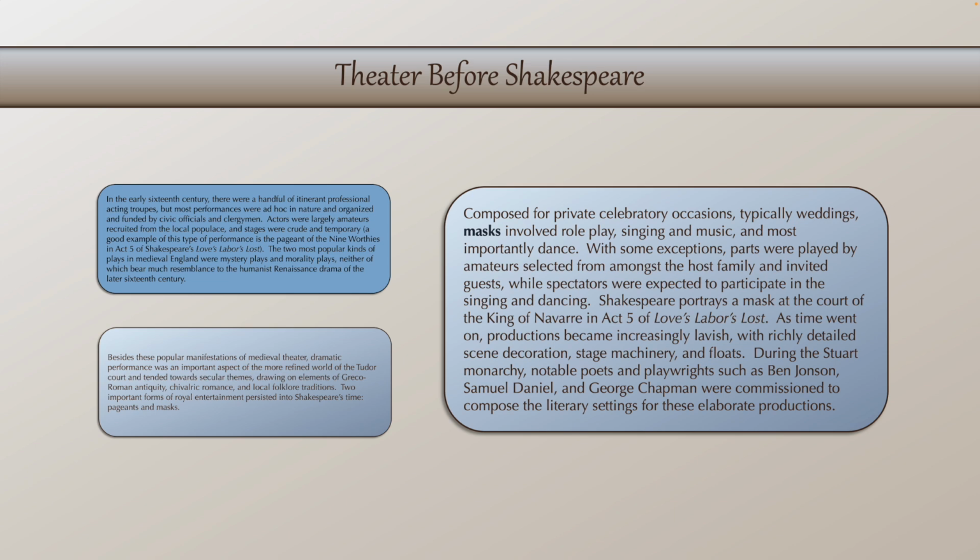As time went on, particularly in the early 17th century and the Jacobean period, mask productions became increasingly lavish with richly detailed scene decoration, elaborate special effects and stage machinery and floats. And during the Stuart monarchy, notable poets and playwrights, Ben Jonson, Samuel Daniel, George Chapman, were all commissioned to compose the literary settings for these elaborate productions. John Milton would write one of the most famous masks, Comus, a little later in the 17th century.